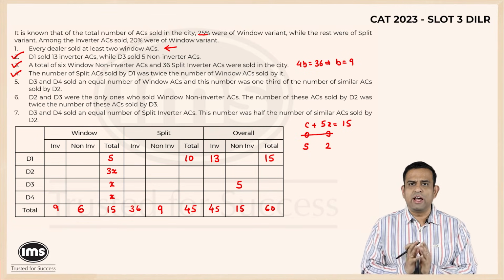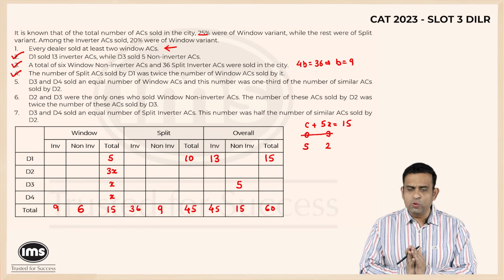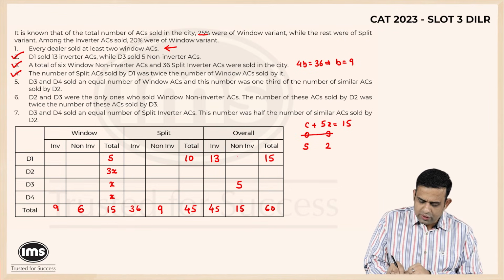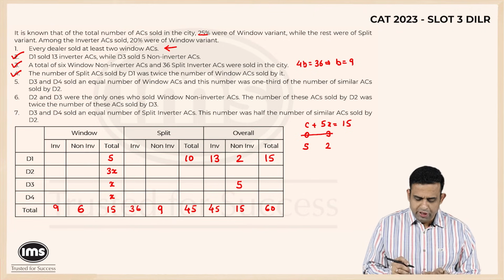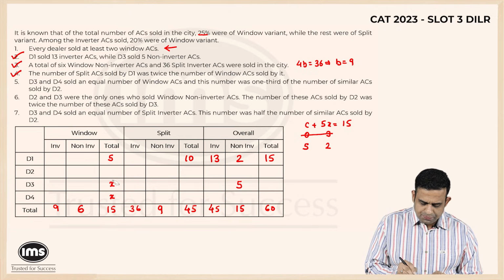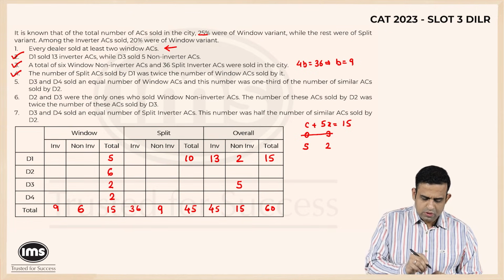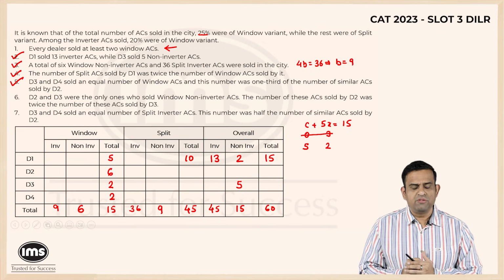So dealer number 1 has sold a total of 15 AC, out of which 13 are inverter. So one can say the remaining 2 are non-inverter. We also got the value of x to be equal to 2. So this particular term will become nothing but, one can say, 6, 2 and 2. So we have used point number 5 as well.